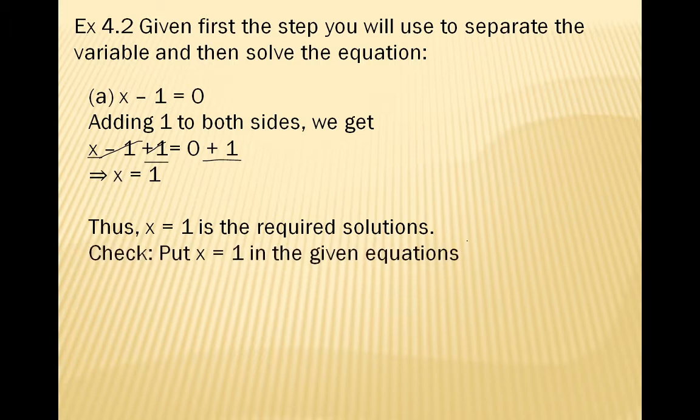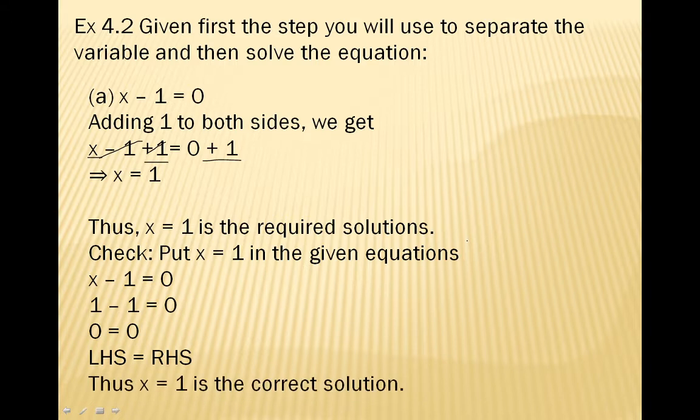So how can we check it? Put x is equal to 1 in the given equation. Look at here carefully. My equation is x minus 1 is equal to 0. And now I am going to substitute the value of x, that is 1. So we get here 1 minus 1, which is 0. So 0 is 0, that means LHS is equal to RHS. So we can say that x is equal to 1 is the correct solution.